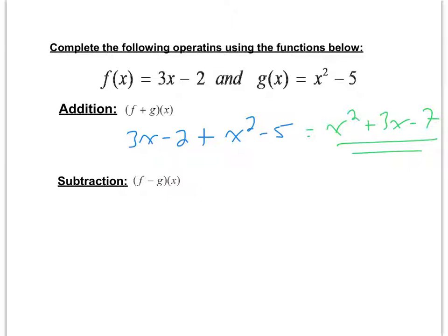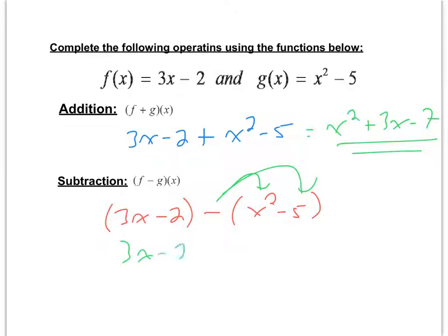This time we're going to subtract f of x minus g of x. So 3x minus 2 minus x squared minus 5. I'm going to distribute that negative. Whoop, whoop, distribute that negative. I'm going to get 3x minus 2 minus x squared minus minus is plus 5.